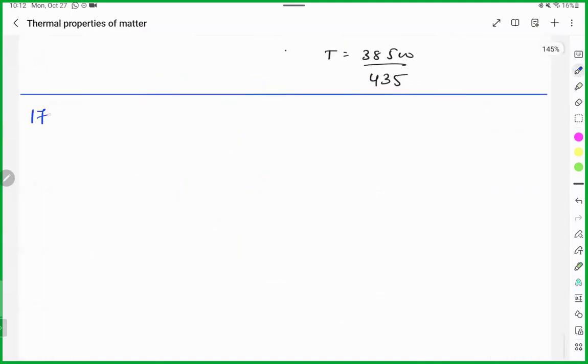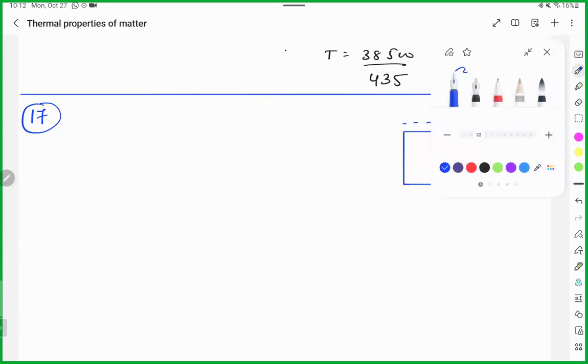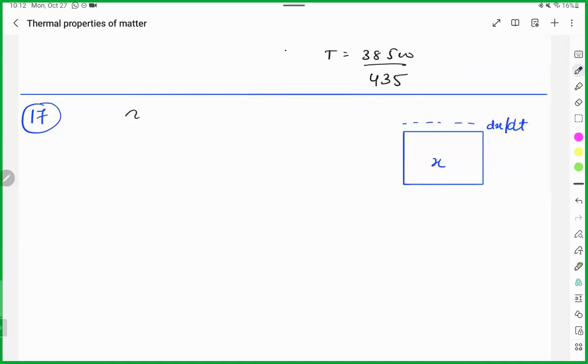17th question. Question is given that initial thickness was x, the ice thickness. Now it is increasing by dx with respect to time dt. How much it is increasing, you have to calculate. How to do this? First, understand the rate of change of heat with time is equal to K A delta T by length, right? Any doubt?